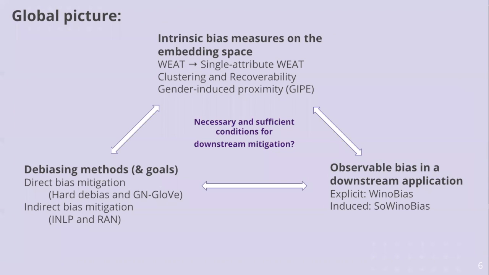One goal of our paper then is to design a test set that measures the presence of this indirect or induced bias, more so on a downstream application. So here we've chosen coreference resolution. In the paper, we report performance on SoWinoBias of the four mitigation strategies I've mentioned. In particular, we want to analyze their performance in the context of how they aim to alter the embedding space as measured by these different intrinsic bias measures. So this is the global picture, or the theme, of what our paper tries to address.